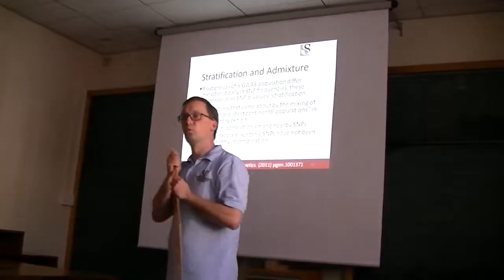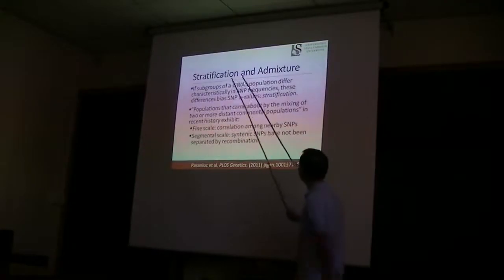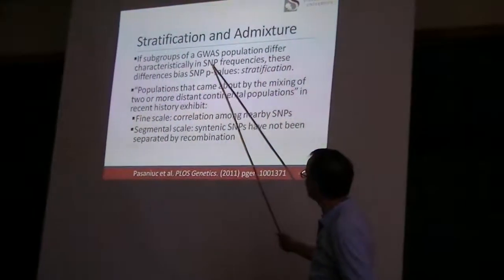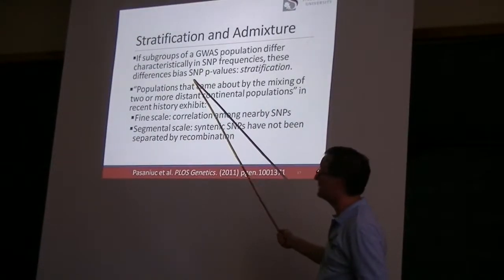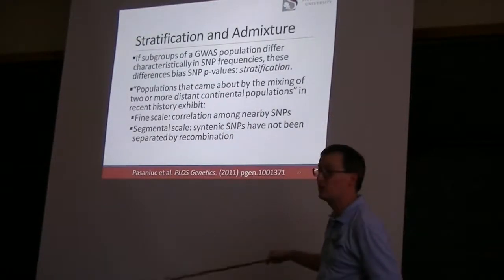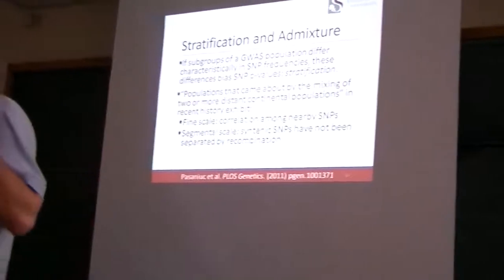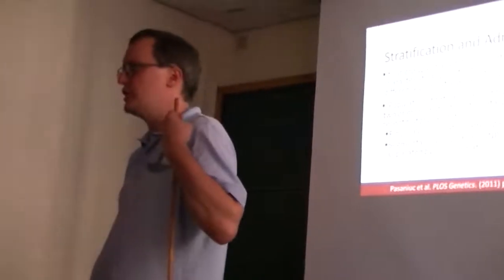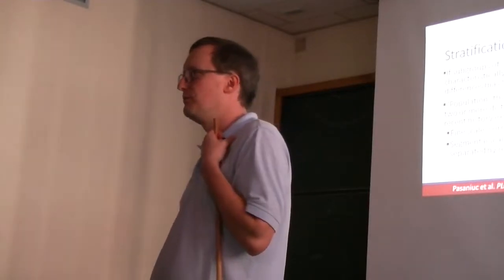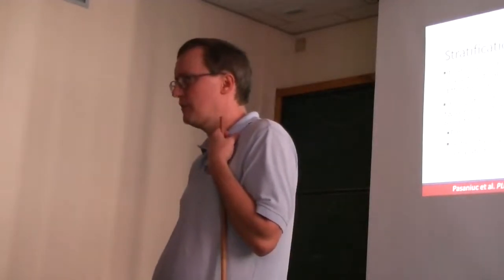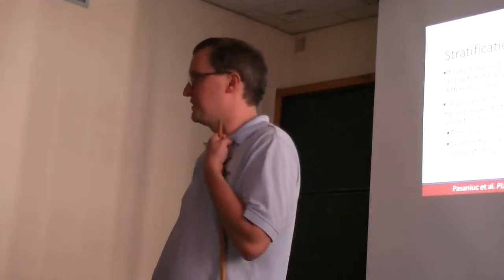All right, so what is stratification and admixture? If subgroups of a GWAS population differ characteristically in SNP frequencies, these differences bias the SNP p-values. This is called stratification. So that's a little more formal in definition, but let's think back to our age-related macular degeneration population. What if this study had been produced by a consortium? Maybe one site here in South Africa, another site in Beijing, and another site in Utah, for example, in the United States.